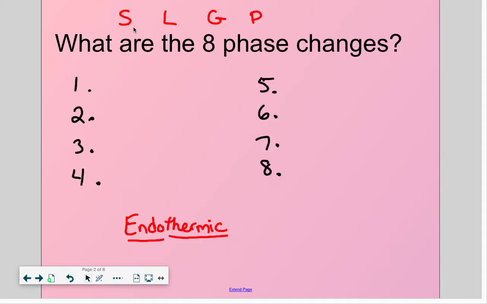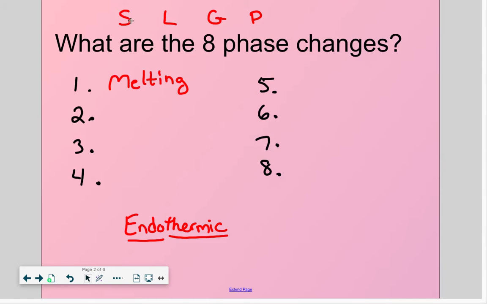So I know that if I'm going from basically left to right here, I know it's going to be an endothermic process. For example, solid to liquid. So solid to liquid would be considered melting. So melting is an endothermic process.